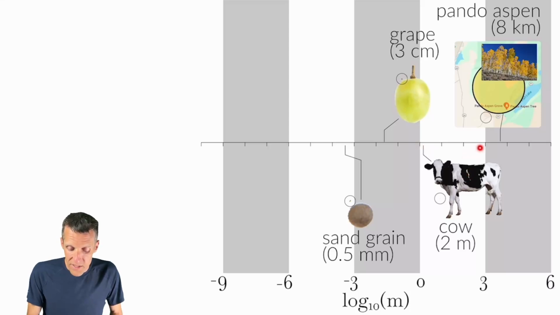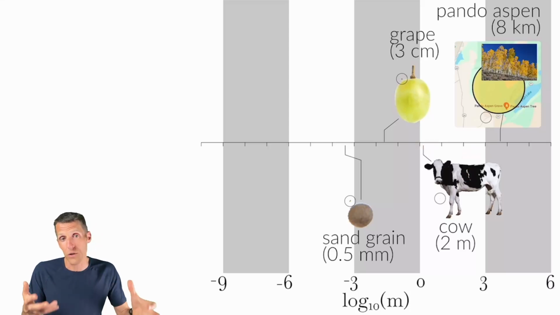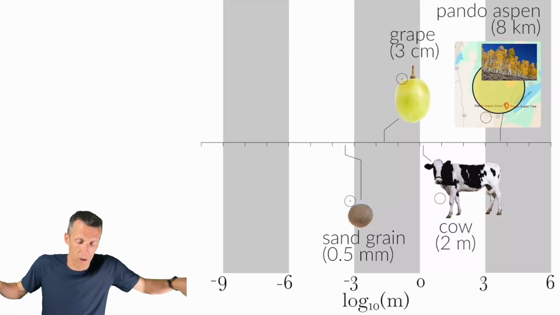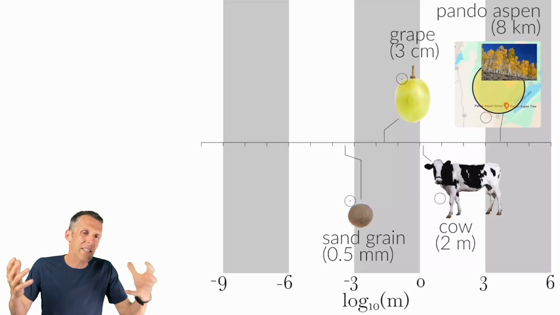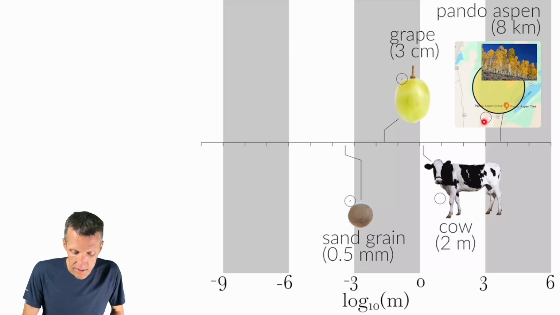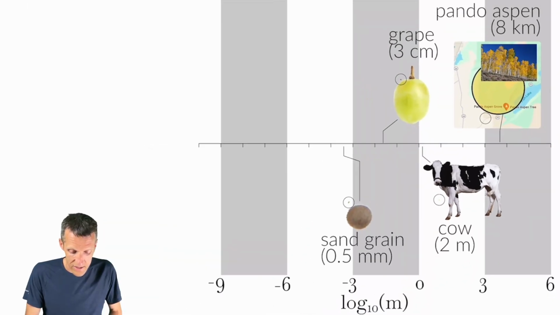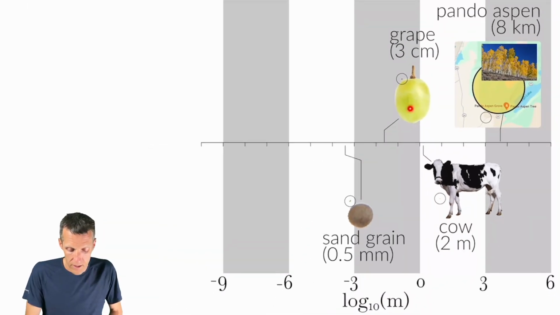If we go up to the Pando aspen, which is the largest single organism, it's basically a giant tree that went underground to make an entire grove. That's about 8 kilometers across. So the cow is deep in this circle of the Pando aspen. Go down to the cow. We've got our cow here. This circle here is circling a very tiny dot, which I'm going to zoom in on so you can see. There is, in fact, a tiny dot in there. That tiny dot is the grape. The grape has a tiny dot next to it, which is the grain of sand. So hopefully you're getting a notion for the scale, right?